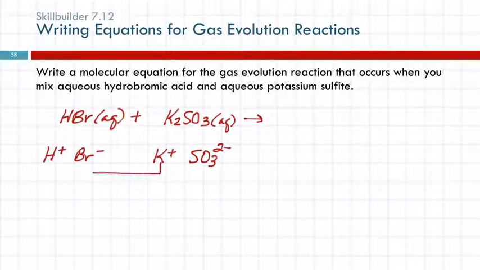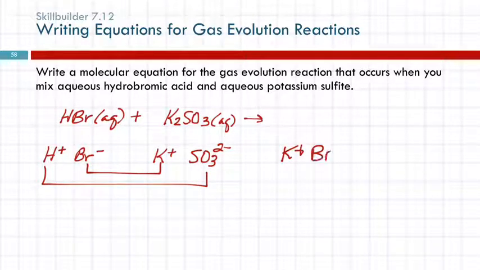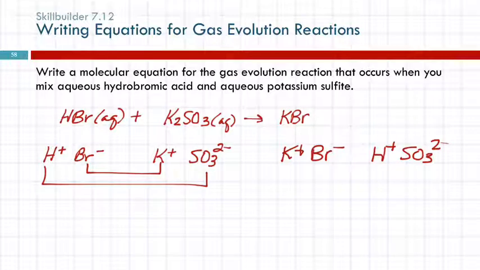Okay, so we're going to swap partners. We got those two together. We got these two together. So I've got K plus and Br minus, and I've got H plus and SO3 2 minus. When I put these two together, I get KBr. Solubility rules are going to tell you that that's soluble. And when I put these two together, I get H2SO3. And that's when part of your brain should say, oh, that's one of them. This is unstable. This is going to come apart into water and whatever's left after I take the water out of it.